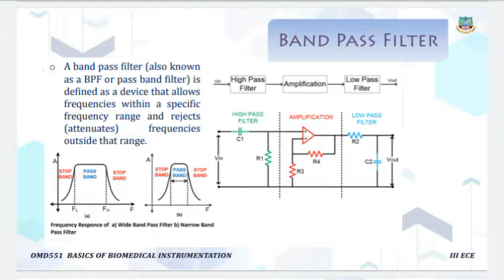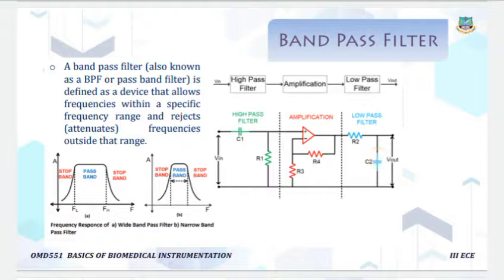This high pass filter will decide the higher frequency limit of the band, and this low pass filter will decide the lower frequency limit of the band. That is also called the lower cutoff frequency. That is, the high pass filter will decide the higher cutoff frequency, and the low pass filter will decide the lower cutoff frequency. Have you all understood?